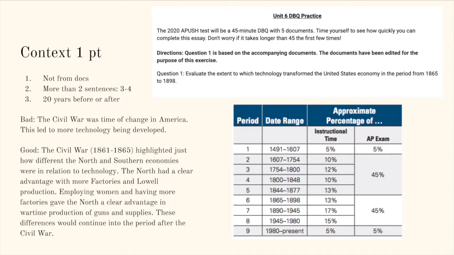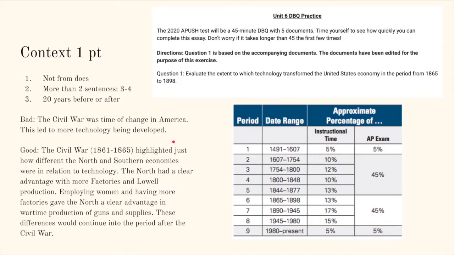this time period. So a better one would be: the Civil War between 1861 and 1865 highlighted just how different the North and Southern economies were in relation to technology. The North had a clear advantage with more factories and Lowell production. Employing women and having more factories gave the North a clear advantage in wartime production of guns and supplies. These differences would continue into the period after the Civil War.